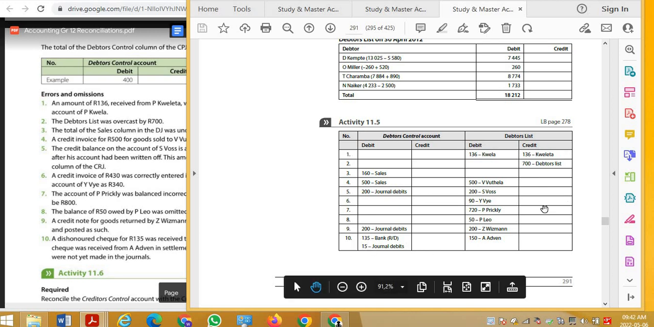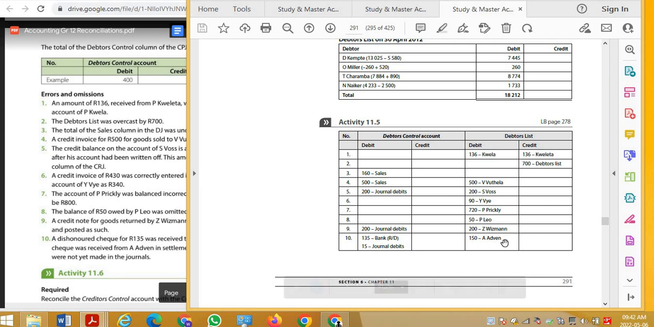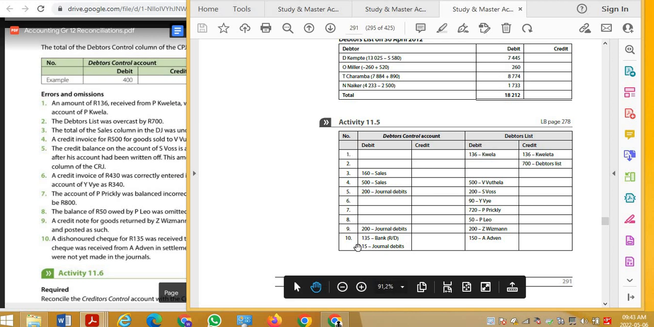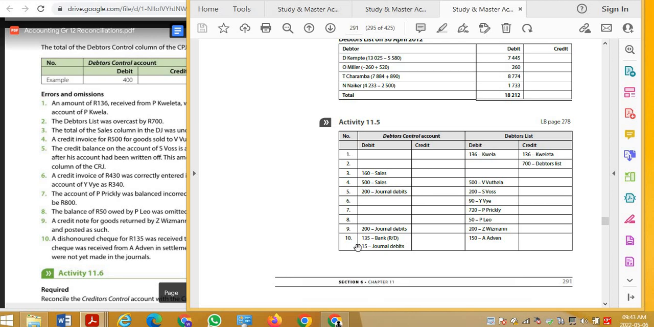Don't worry about it in the debtors list because we're worried about totals of individual accounts. 150 is coming off that guy's account anyway. Or it's being added back because of the dishonored check. 150 added back to debtors control. Over here, we've got to split it up. Okay. There is a discount portion and there is an actual dishonored check portion. Okay. Make sure you split it up to get the proper marks.